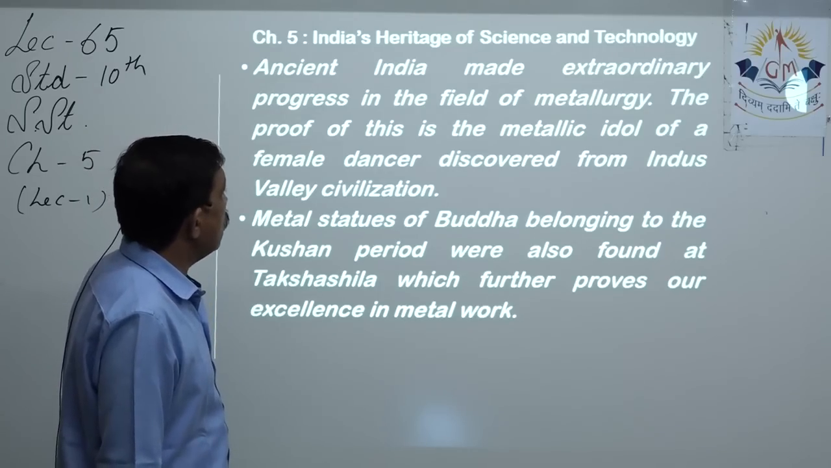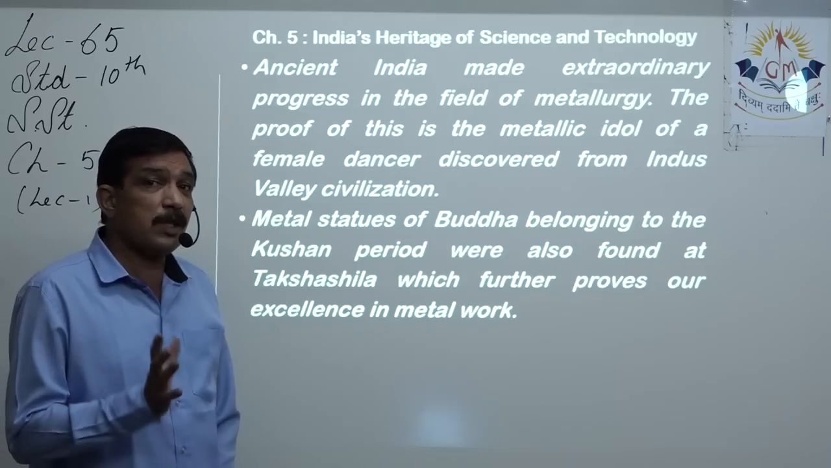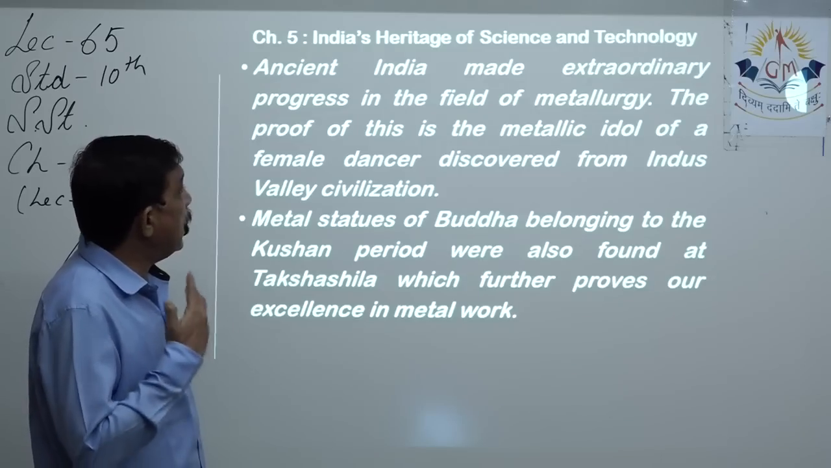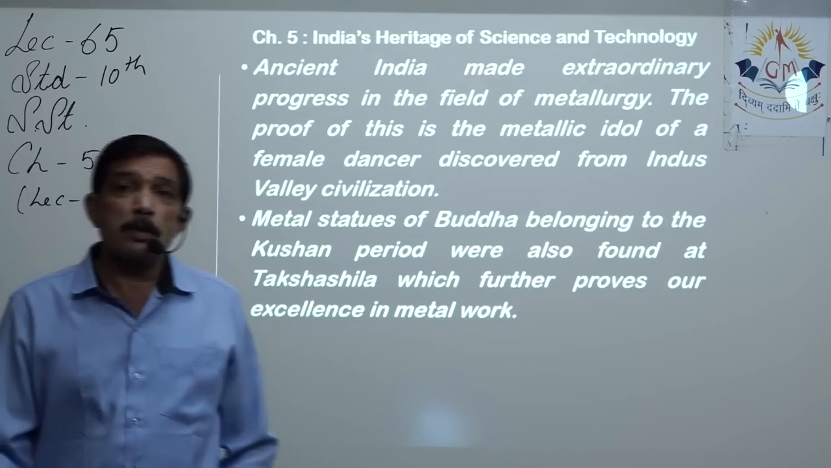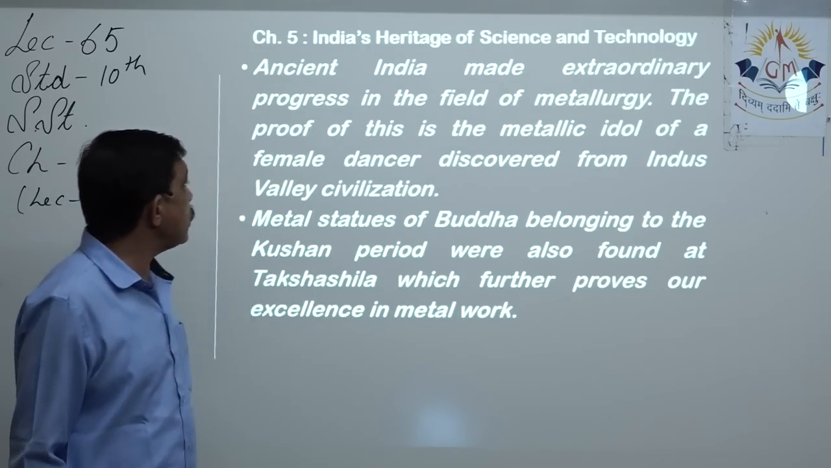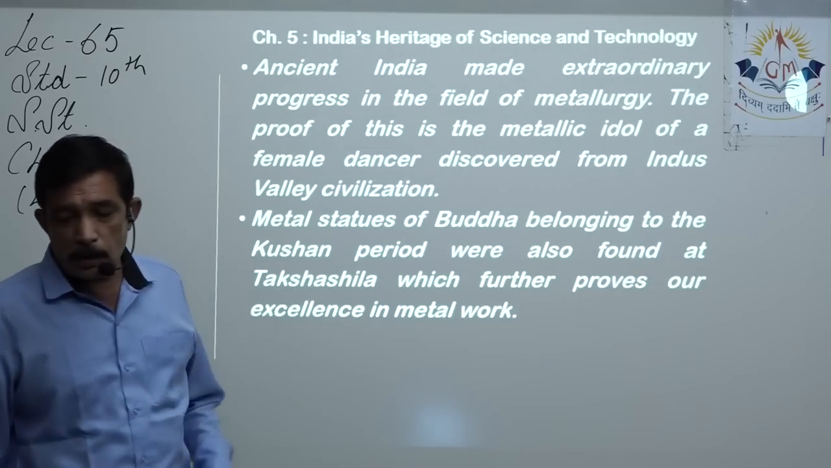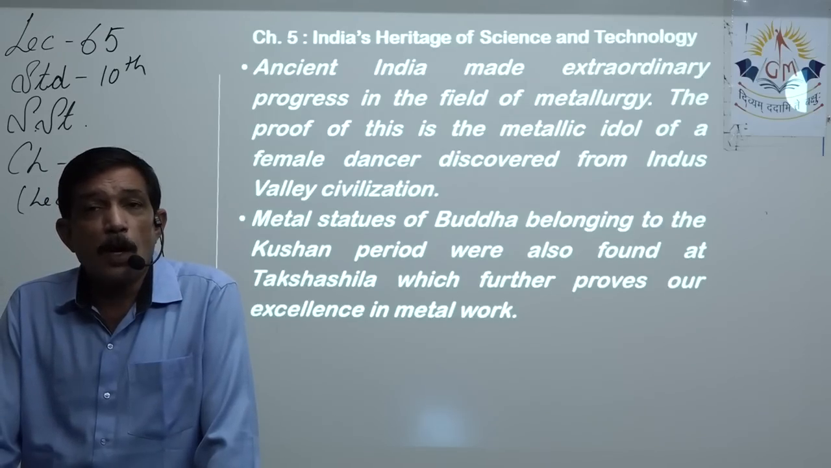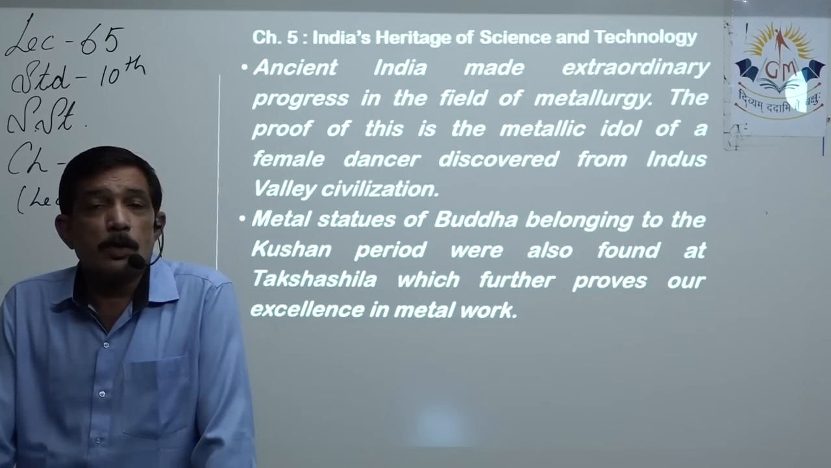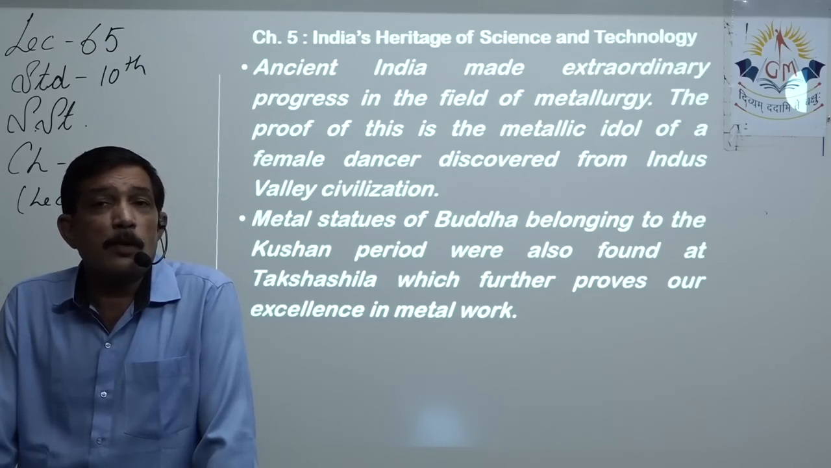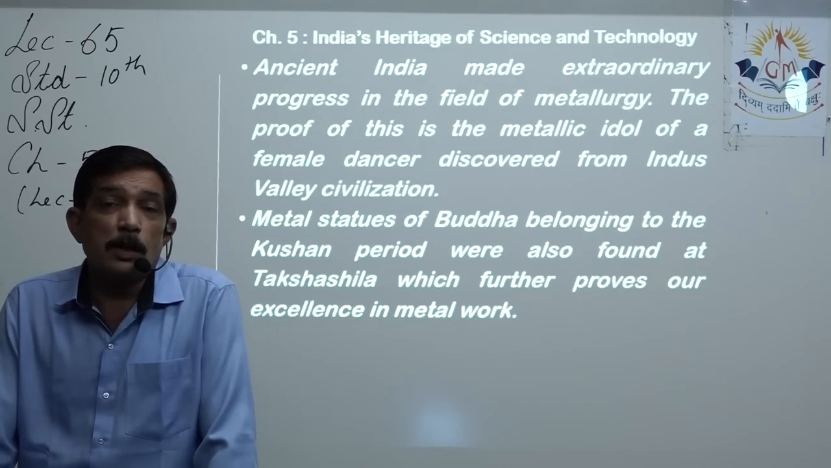Ancient India made extraordinary progress in the field of metallurgy. This is just one sentence, but then we have got to prove what we are saying. So, if we say ancient India has been making extraordinary progress in the field of metallurgy, now let us prove it. The proof of this is the metallic idol of a female dancer discovered from the Indus Valley civilization more than 4 to 5,000 years ago. In the Indus Valley civilization, we found a metal statue that shows a woman dancing. So a dancing girl statue was found from the excavation of the Indus Valley civilization, which is usually dated from 4,000 to 5,000 years old.